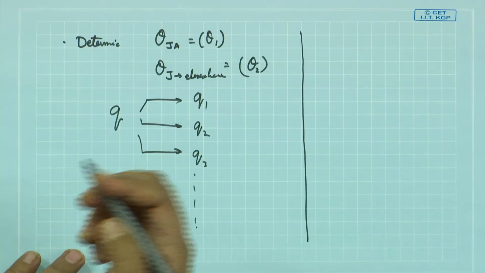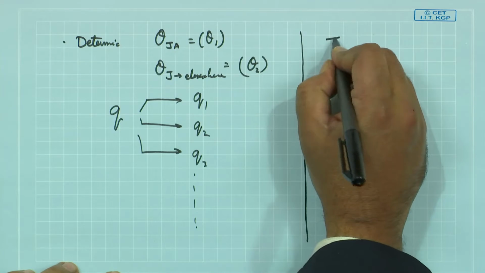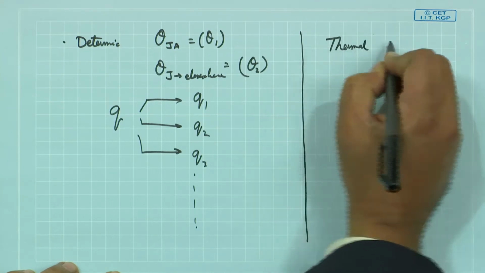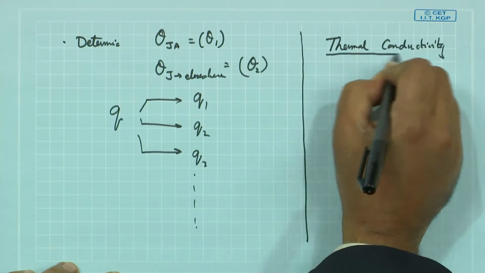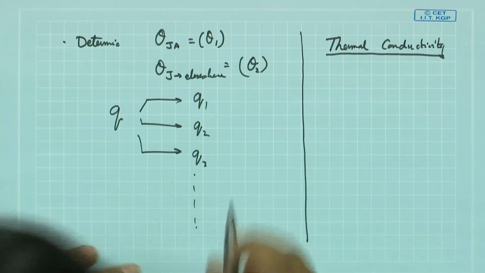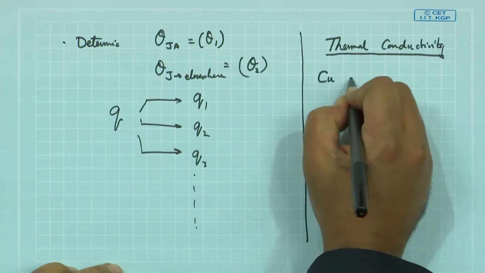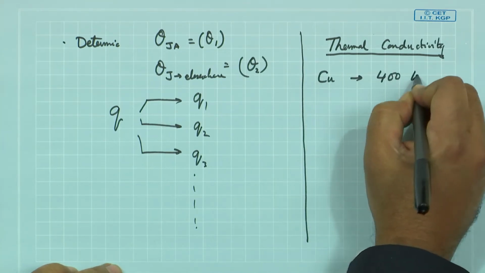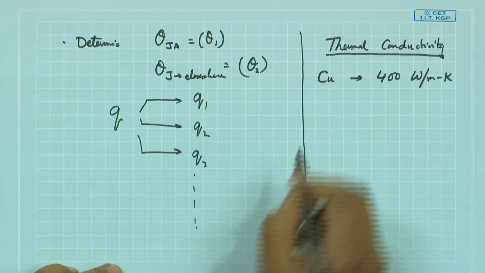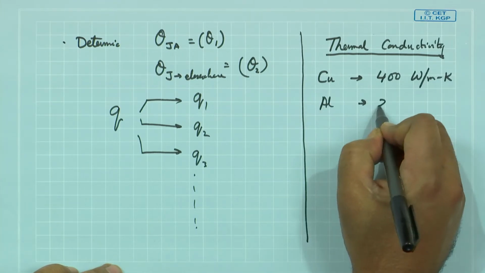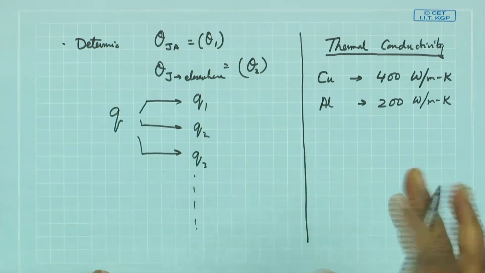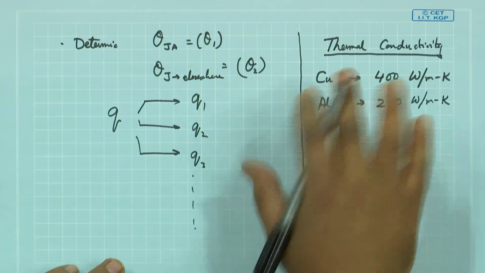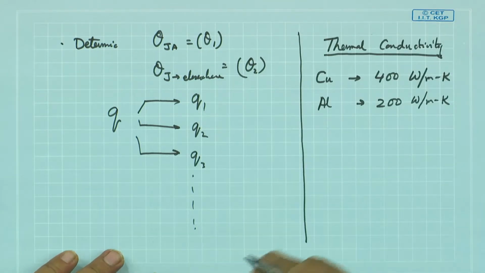By the way, let me take this opportunity to give you some numbers on thermal conductivity, just to get you a feel, because as practicing engineers we need to understand numbers. Thermal conductivity for copper is roughly 400 watts per meter Kelvin, aluminum around 200 watts per meter Kelvin. Actually, pure aluminum is 238, the alloys will be 200, 210, 180, but these are ballpark numbers. This is what we need to remember.